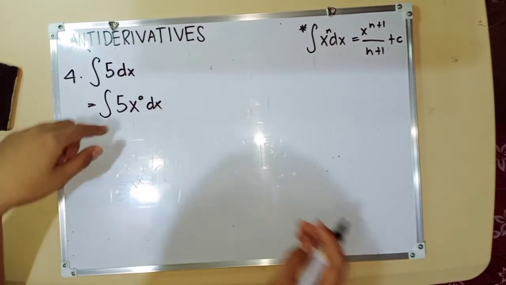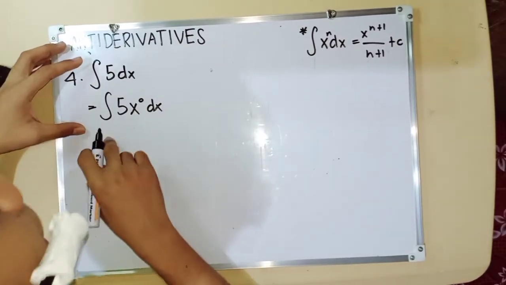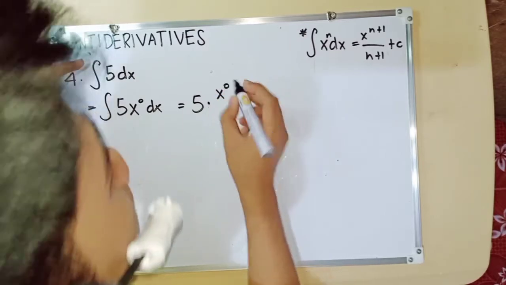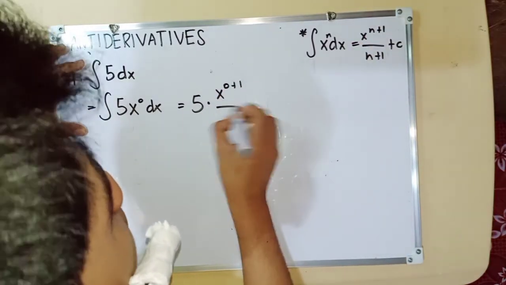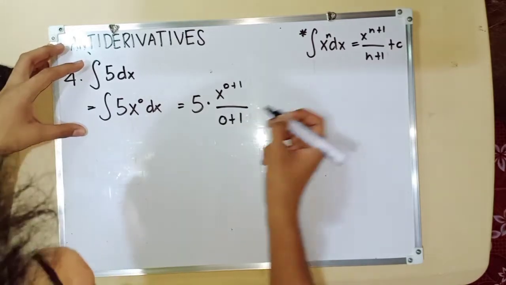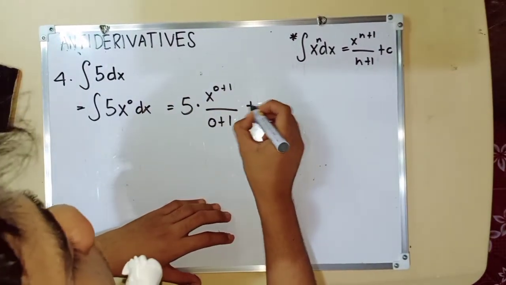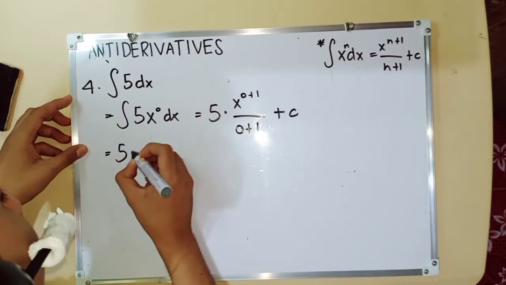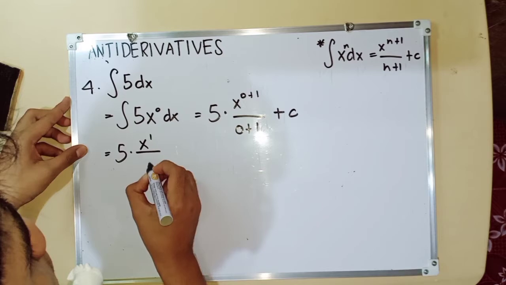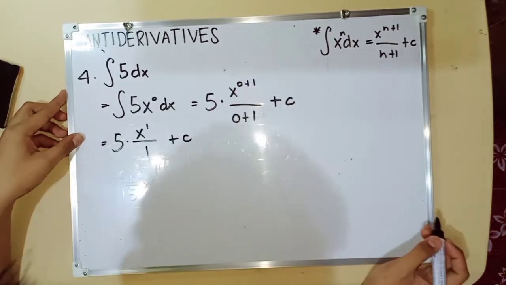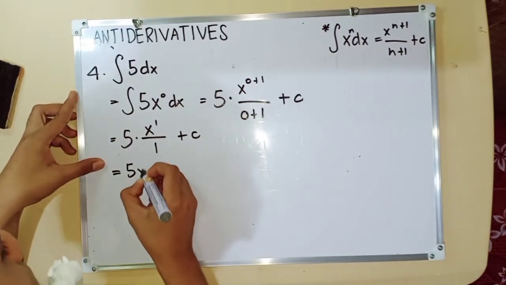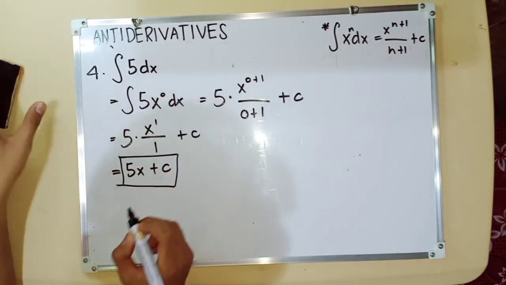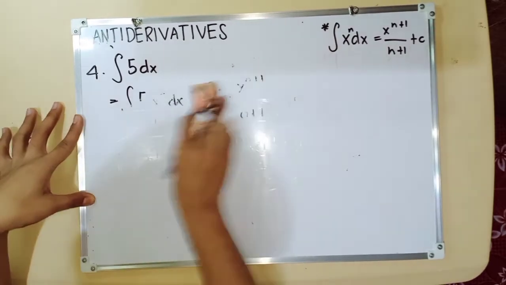So, taking the antiderivative of this, 5 times x raised to the power of 0 plus 1. Buksan lang natin yung exponent, 0 plus 1. At huwag natin kakalimutan ang constant of integration. So, simplifying this, 5 times x raised to the power of 1 over 1 plus c. Then further simplifying, 5x plus c. So, ito ang ating final answer. So, let us proceed to another example.